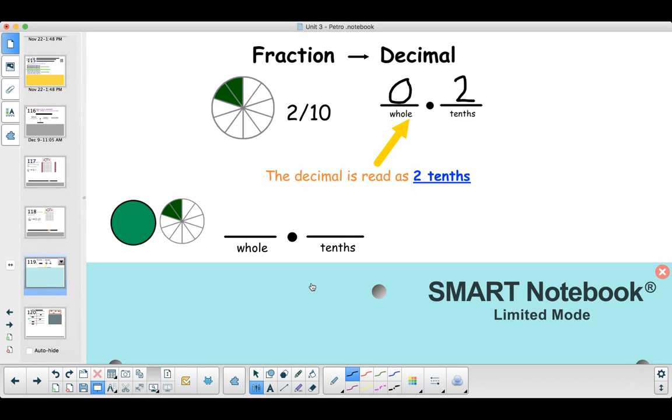Now let's take a look at this fraction circle representation. We see that we have one whole and then we have 2/10 of the whole. If we were to write this as a mixed number, it would be 1 and 2/10. And to write it as a decimal, we write one whole and then 2/10 of a whole.